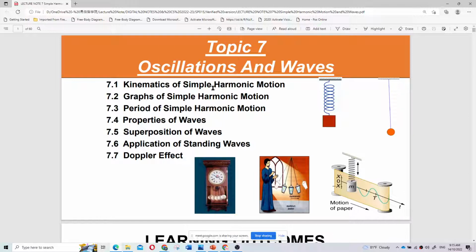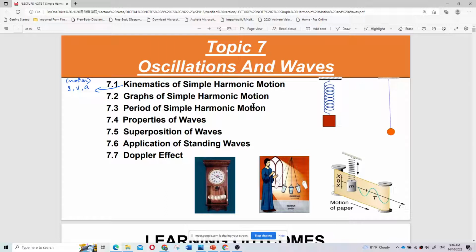Okay, so simple harmonic motion, we will learn about the kinematics. Kinematics is about motion. When we talk about kinematics, we have displacement, velocity, acceleration. Those are motion. So we are going to talk about this, and then the graph of simple harmonic motion, and then the period of simple harmonic motion.